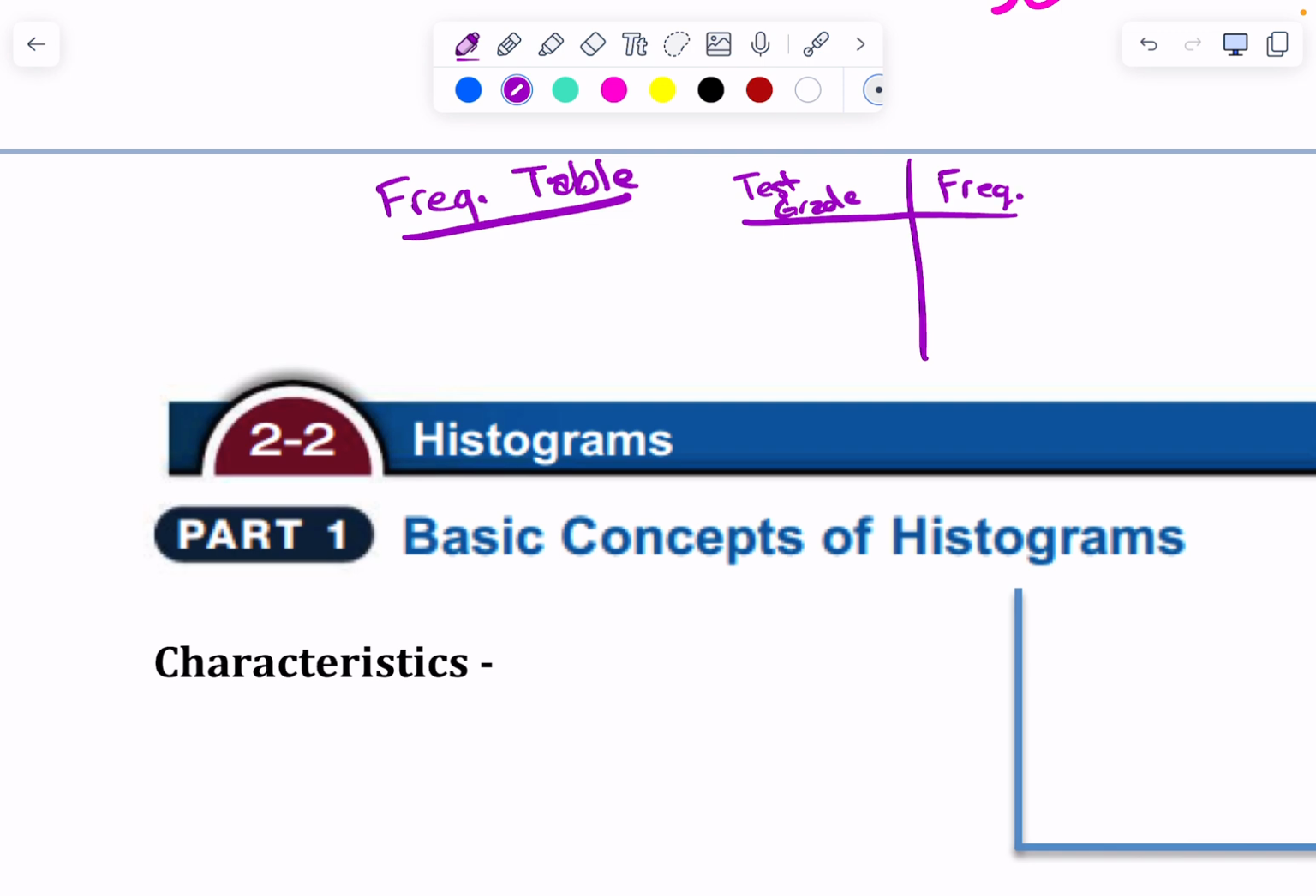Let's say my lowest test grade was like a 62. I have no idea. So we'll go 60 to 69. Actually, can I erase? No, you cannot. Let's go 61 to 70. Let's go 71 to 80. We'll go 81 to 90, just so we end up getting the 100 mark. 91 to 100, right? Okay?